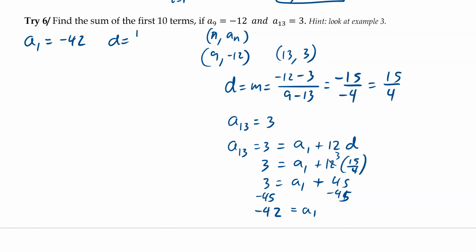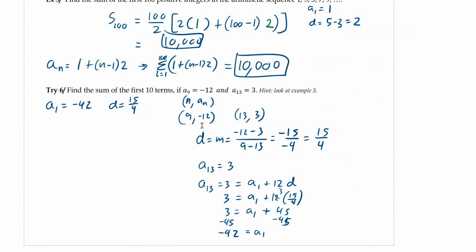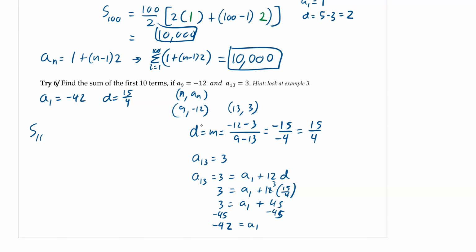Our difference is 15 over 4. And so we can use this to find a sub 10 or just plug it in our formula. And we're going to use the latter. So s sub 10 would be 10 over 2 times our a sub 1 plus, and then we'll put it in there, 10 minus 1 times our difference.